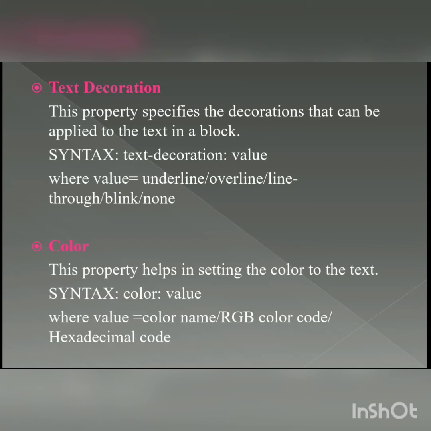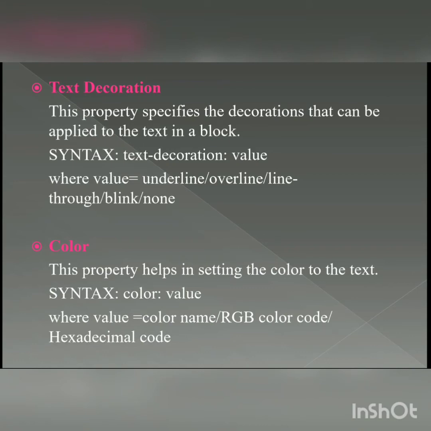So what are the possible values for text decoration property? It is underline, that means it will underline the text. Overline means a line will come above the text. Line through means a line will come across the text, that means the text will be cut. Blink means a blinking line will come, and none means the text will come in a simple way. This was the text decoration property that we use to decorate the text.